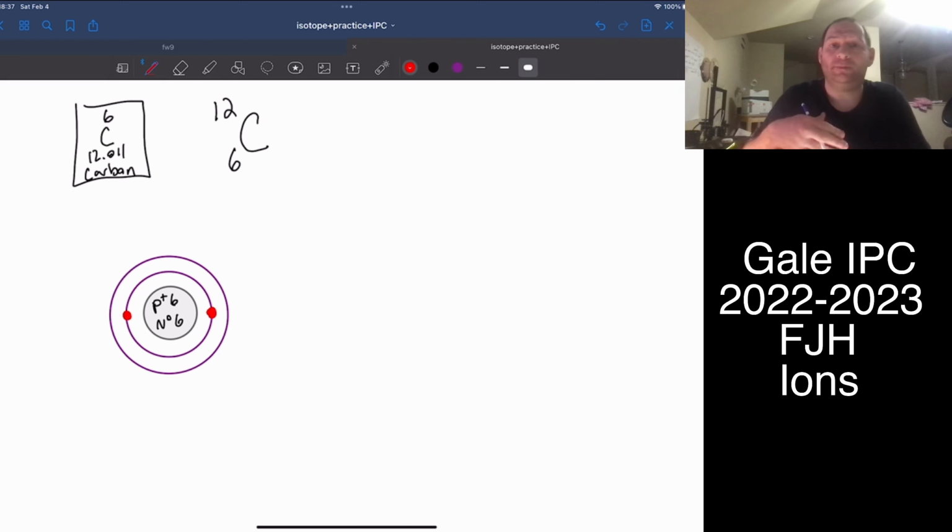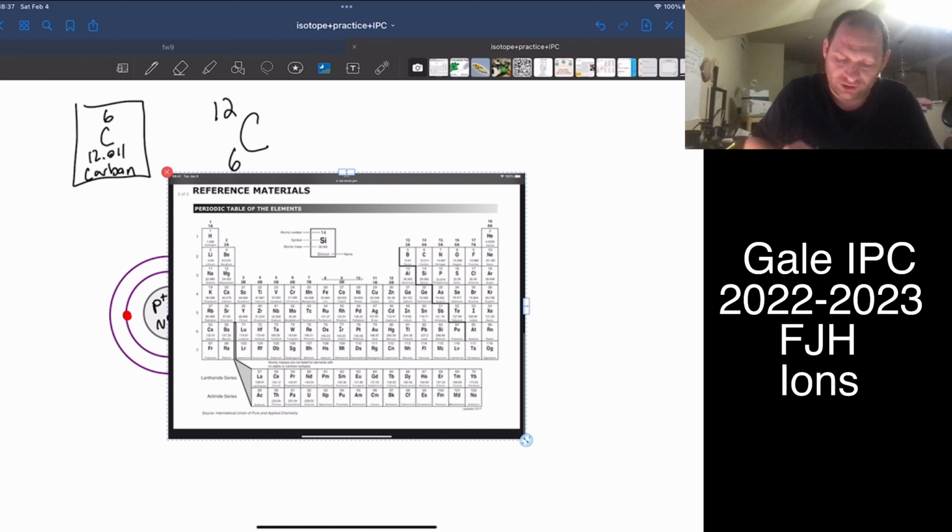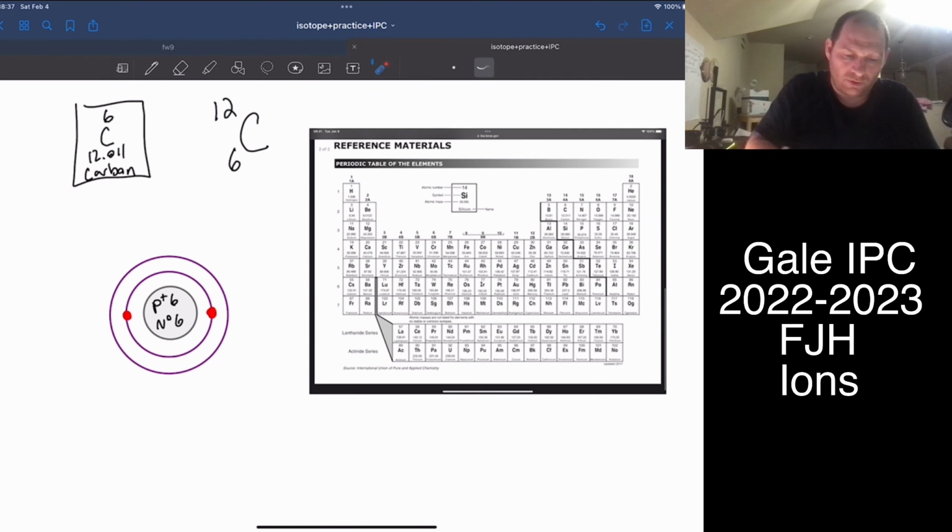So 1, 2, our first period is now full. Remember the periodic table. First period only has 2 elements. Let me put that up here to refresh it. Remember, first ring, first period, there's only 1, 2. There's only 2 elements in the first ring. The next energy level, second period, 1, 2, 3, and 4.